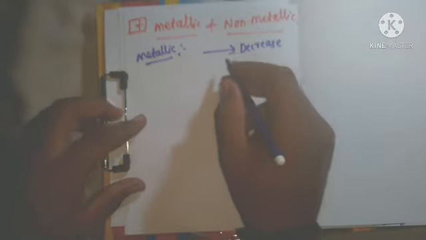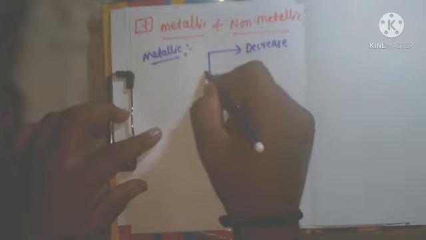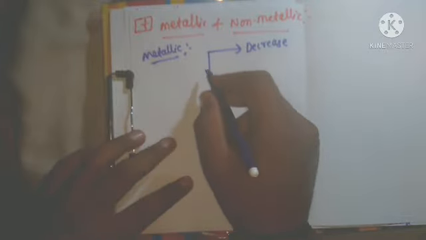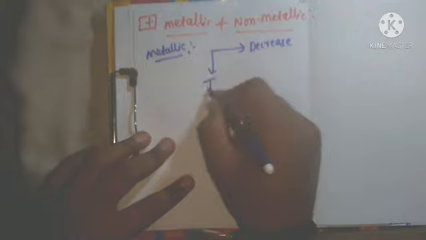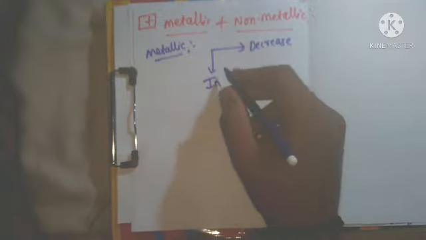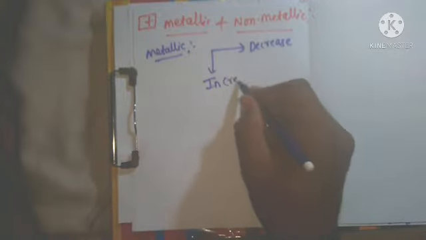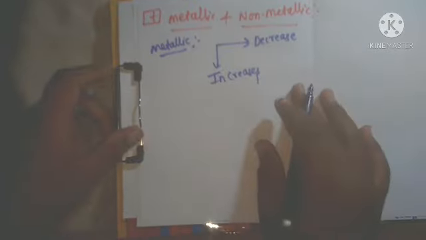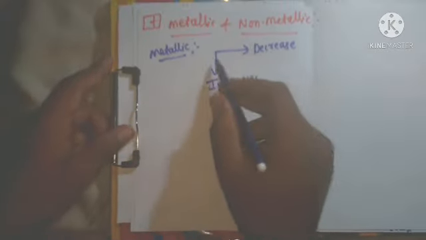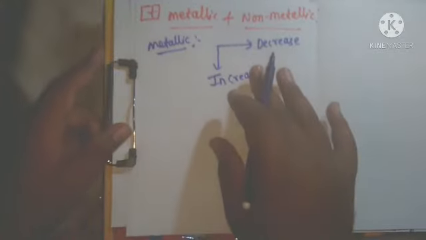Just remember, I will write directly for metallic character: along a period metallic character decreases. Left side metals, right side non-metals. That we know already. Therefore, along a period metallic character decreases, and along a group metallic character increases. For metallic character, along a period it decreases, along a group it increases.